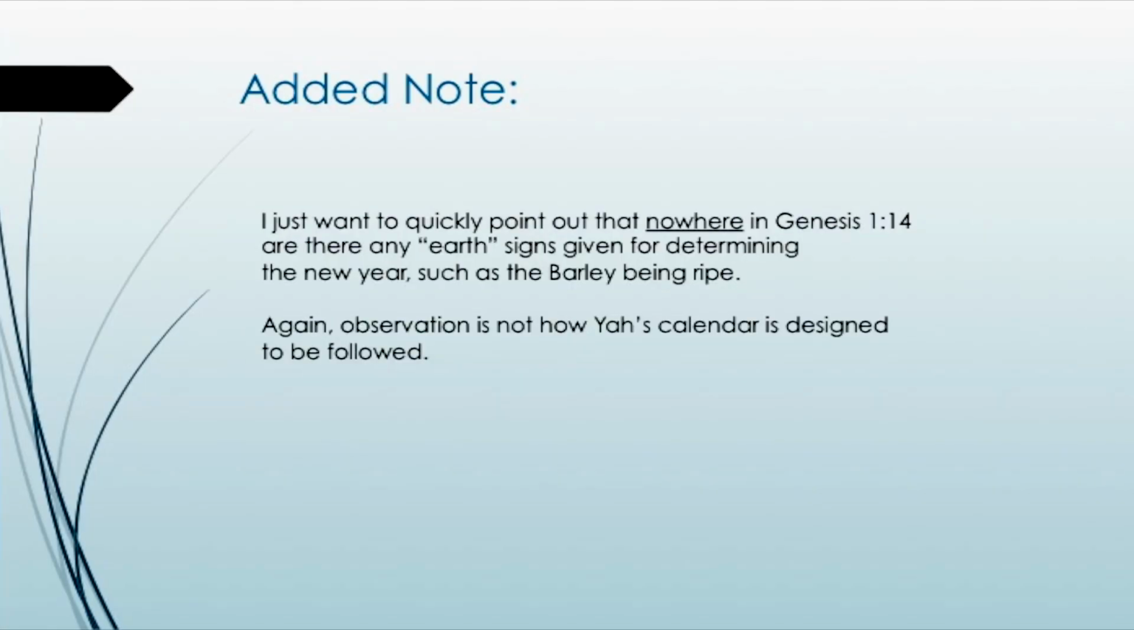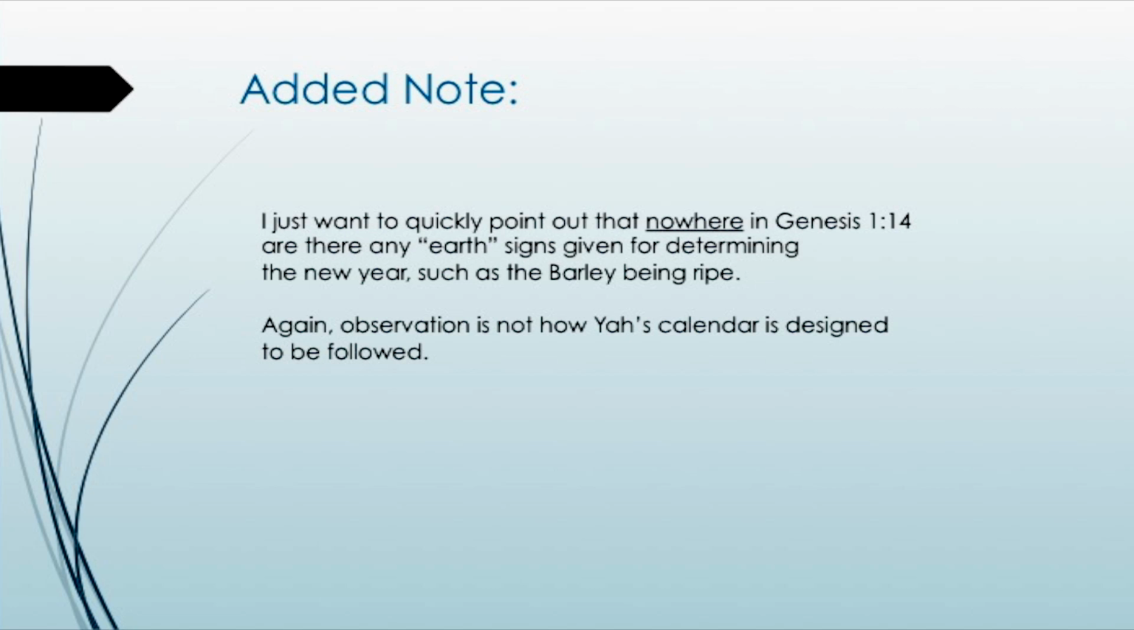Now, I want to add a quick note here that nowhere in Genesis 1:14 are there any earth signs given for determining the new year, such as the barley being ripe. That is not in Torah, that is not in the precedent of what is used to establish when a year can begin. That is the sun, the moon, and the stars. There are no earth signs in Genesis 1:14. That is a doctrine of man that is not found in the precedent given in Genesis chapter 1.